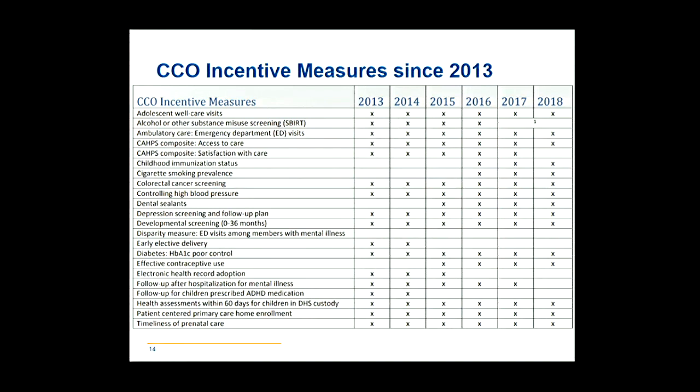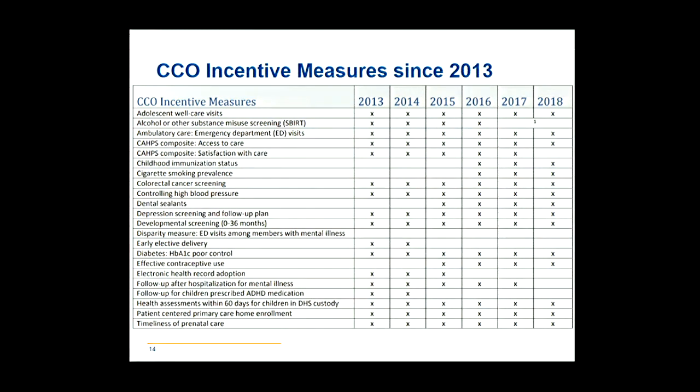childhood immunization status, which we work really closely with the state public health department on. Other things like cigarette smoking prevalence is another item that we added in 2016 that wasn't in place before. And then there are others that were only there for a short period of time.